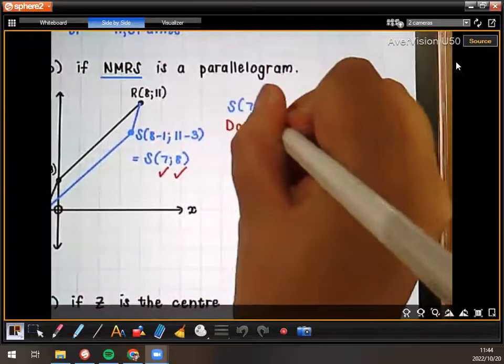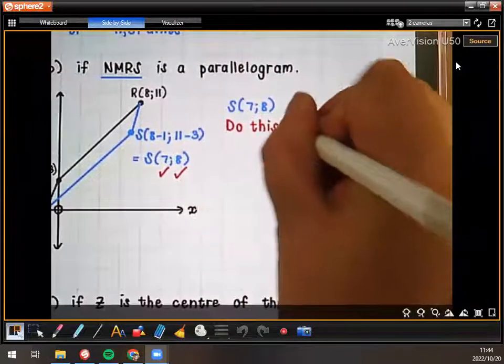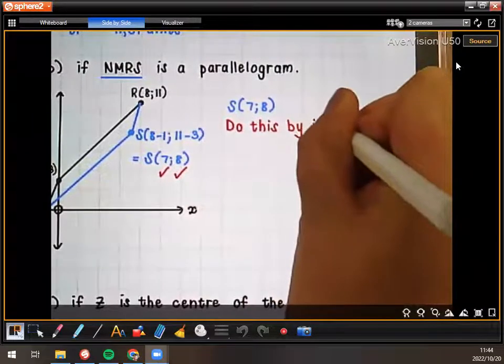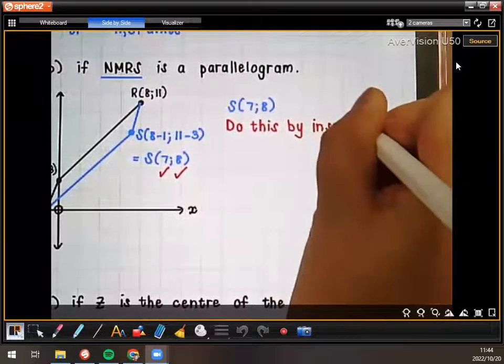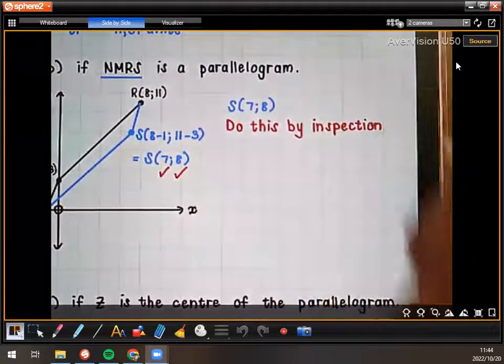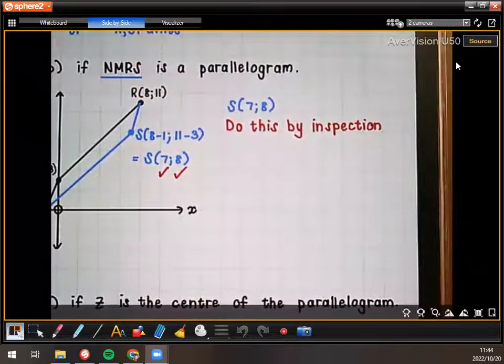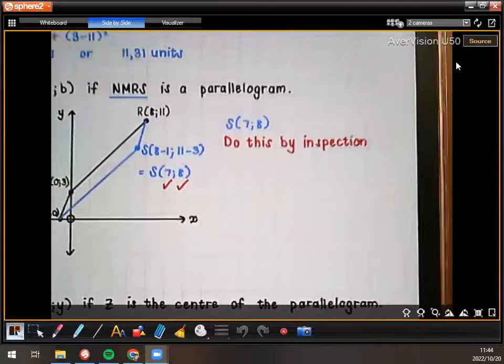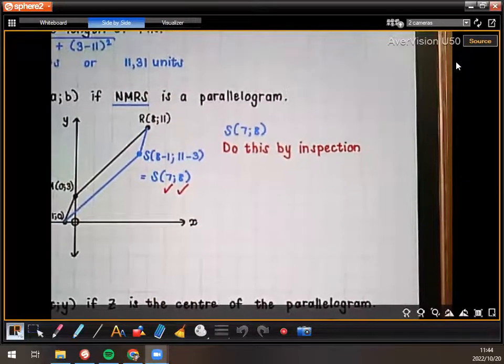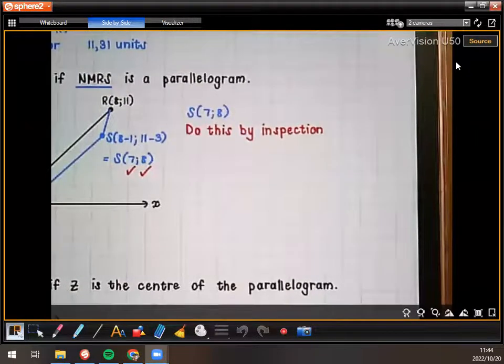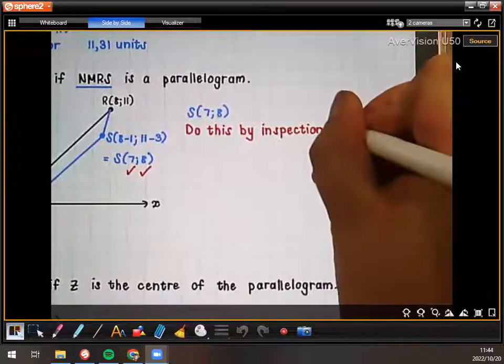Please write this down. Then could you send this memo? Yes, I will. It's on after today. Do this by inspection.